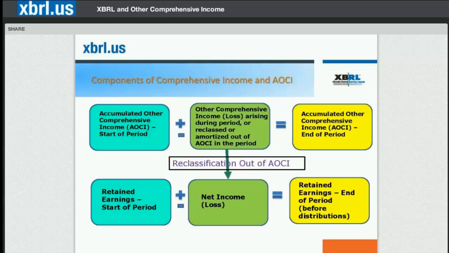Accumulated other comprehensive income, or AOCI, is a component of stockholders' equity on the balance sheet which reflects the accumulation of net OCI over time. AOCI changes based on other comprehensive income in a manner similar to the way in which earnings change. In addition, filers must report the reclassifications out of AOCI through OCI, as you see, into net income as shown by the green arrow, which we'll discuss later.